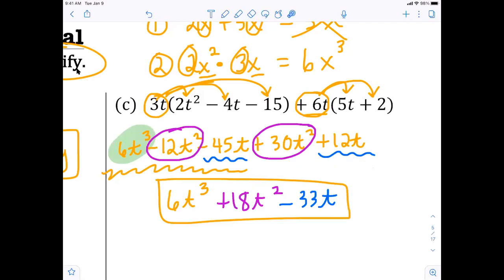plus 12t, which here's a case where because I have variables with like exponents, we have to think combine like terms. What I circled in purple, those guys are considered like terms. And what is underlined in blue is also considered like terms.